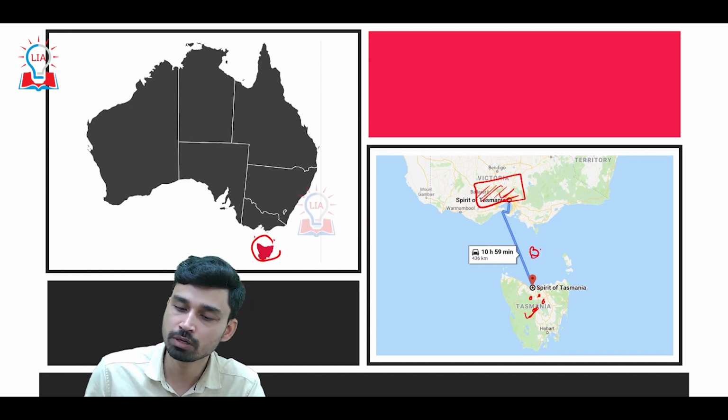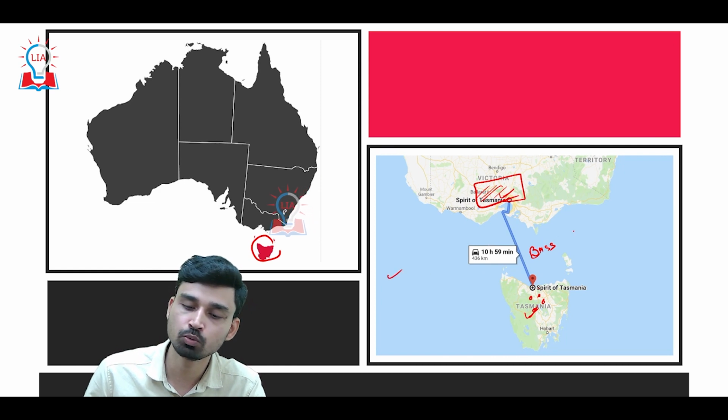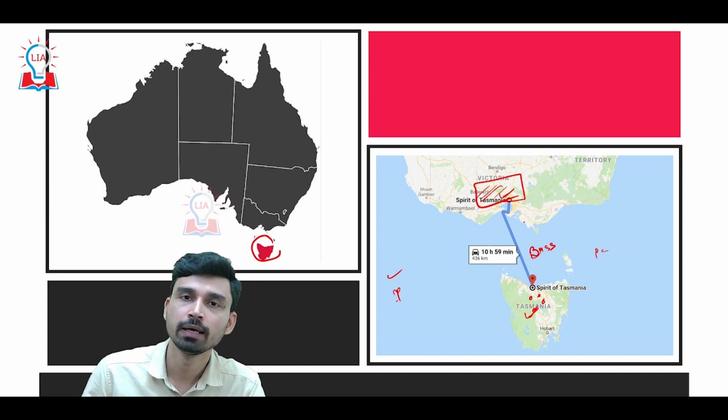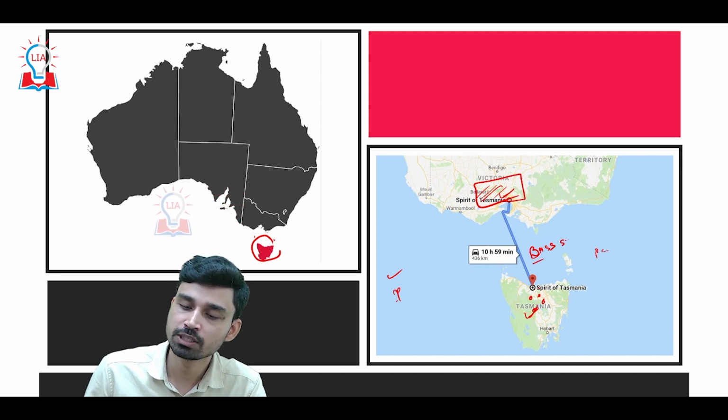Here we have a strait, a narrow water body that is connecting two large water bodies. On this side we have the Indian Ocean, and on this side we have the Pacific Ocean, and thus we have this strait here that is called the Bass Strait.